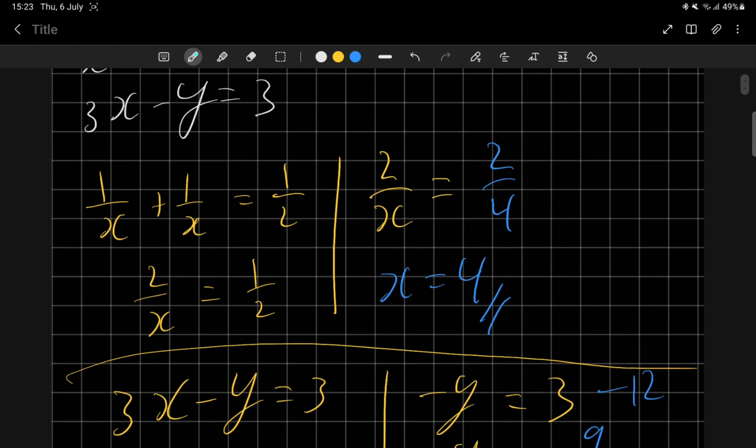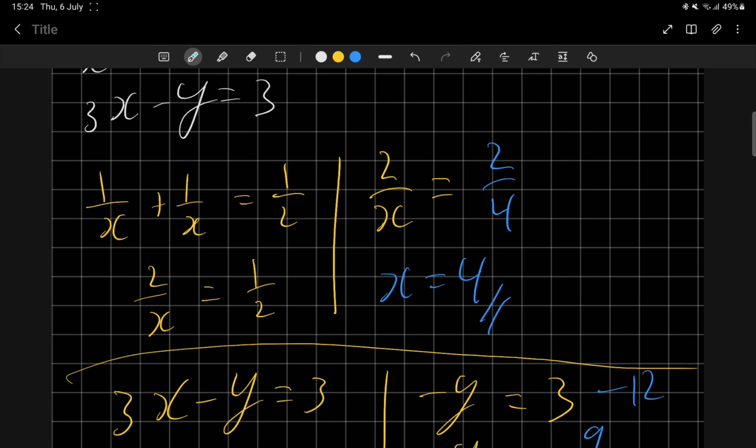The first one is pretty simple. 1 over x plus 1 over x is the same thing as 2 over x, right? And 2 over x is equal to what? 1 over 2. Because I already have a 2 in the numerator, I want to change a half into something with a 2 in the numerator. That's why I change it into 2 over 4. So from this, I showed that x equals 4.